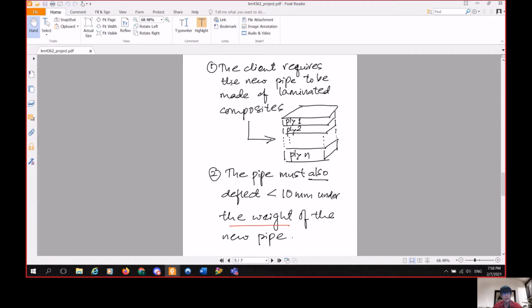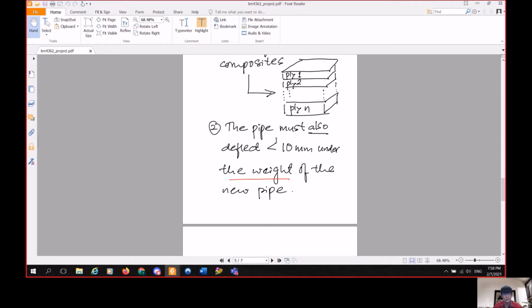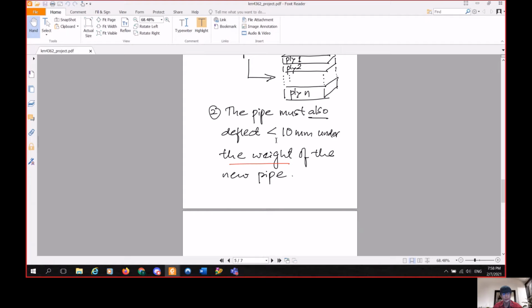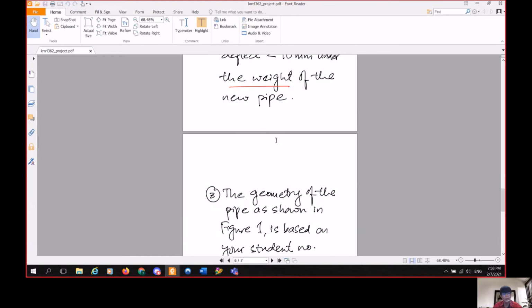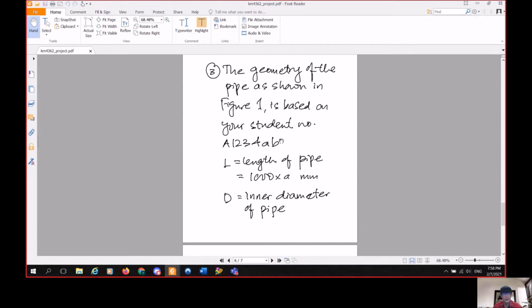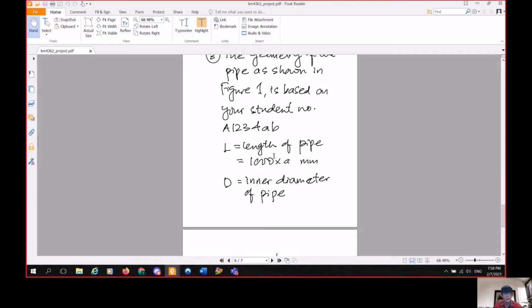So the first objective of this project is the client requires the new pipe to be made of laminate composites, and the second objective is the pipe must also deflect lower than 10 mm under the weight of the new pipe. And the third objective is the geometry of the pipe, as shown in figure 1, is based on our student number. So based on my student number, the length of pipe that I get is 5000 mm, while the inner diameter of the pipe that I get is 60 mm.